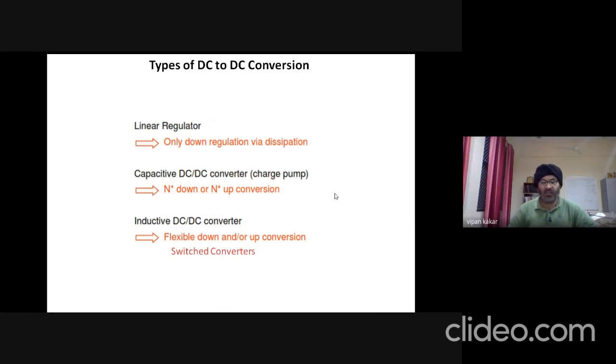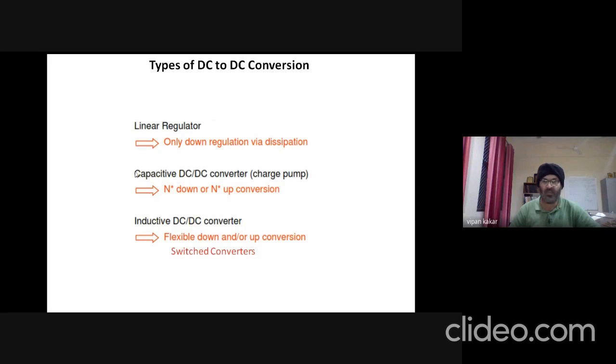I will not start with the details in this lecture, but let me go further. There are actually three different types of DC to DC converters. First one is linear regulator, which only steps down the voltage. This is not in the scope of this syllabus, but still I will give you a brief overview.